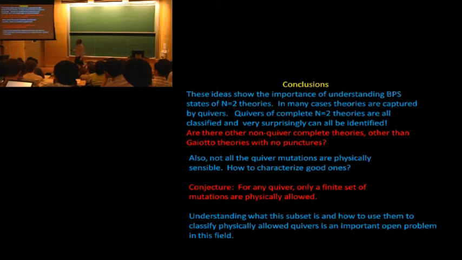Now, it also seems that not all the quiver mutations are physically sensible. How do we characterize the good ones? Well, in the case of the complete ones, all the mutations were good. But for the other ones, they shouldn't all be good, because you get all these crazy large numbers. So therefore, not all the mutations should be possible.